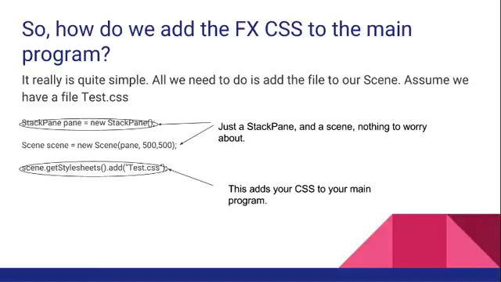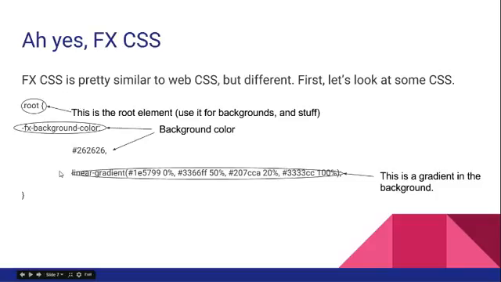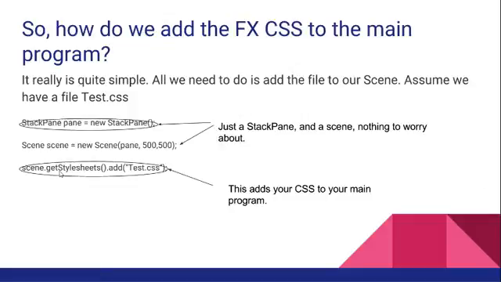So it's really quite simple. All we need to do is add the file to our scene. Assume we have the file test.css. So the first thing we need to assume is we have some type of a pane and some type of a scene. And then really it's just one extra line of code, scene.getStyleSheets.add test.css. And then we'll go into how to customize buttons and things in a second. But this line and this code is how you customize the background and the scene around you.